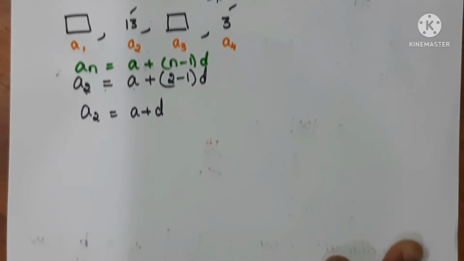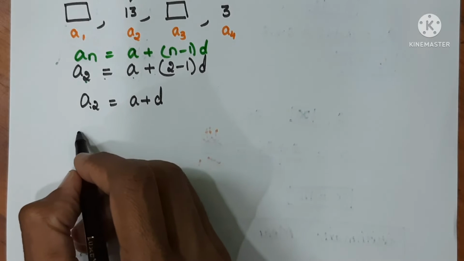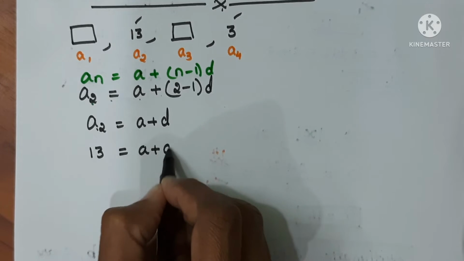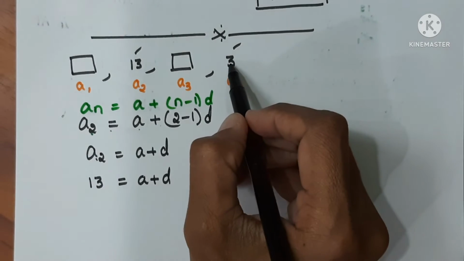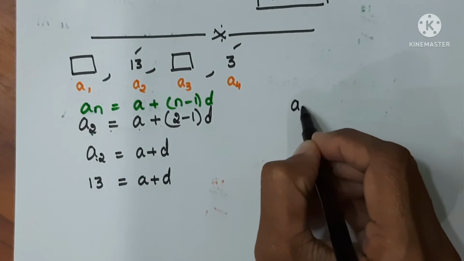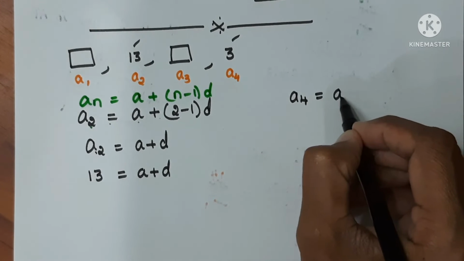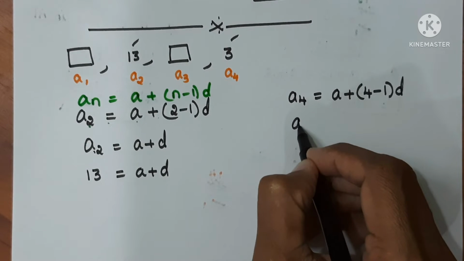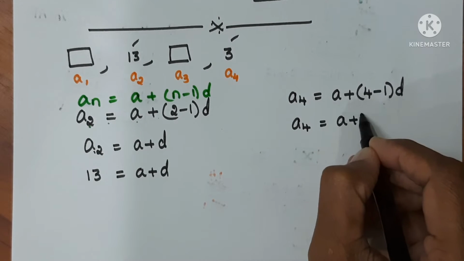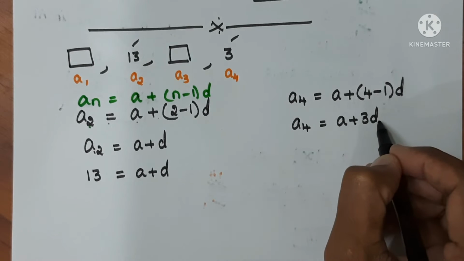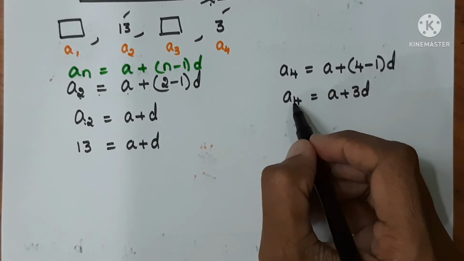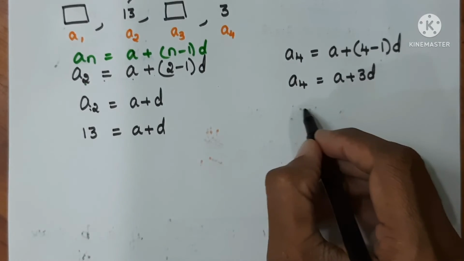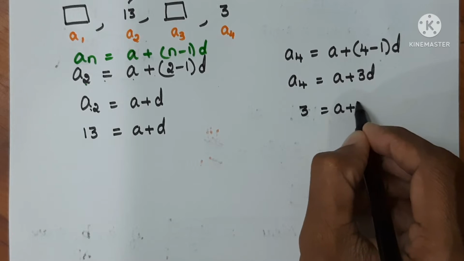Here substitute the value of the second term. The second term is 13, they have given. So 13 will be equal to a plus d. Let it be like this, and let us take the fourth term here. The fourth term can be written as a plus 4 minus 1 into d. Here A4 equals a plus 3d. Now substitute the A4 value. The fourth term of the AP is given as 3. So 3 will be equal to a plus 3d.